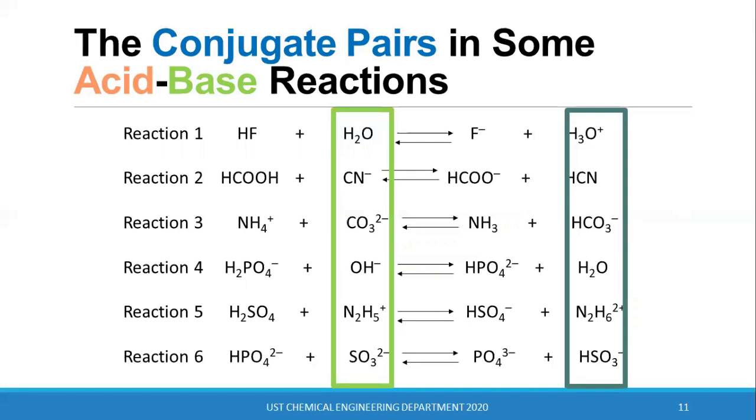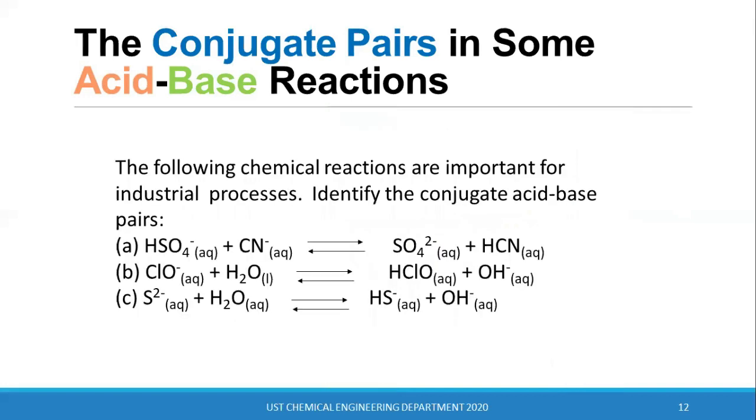Take note that the conjugate pairs must have almost the same chemical formula. The only difference is the inclusion or exclusion of the hydrogen atom or ion. Let's now have some practice in identifying the conjugate acid-base pairs. If you want to try answering on your own, you may pause the video.